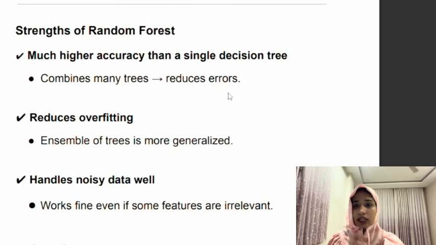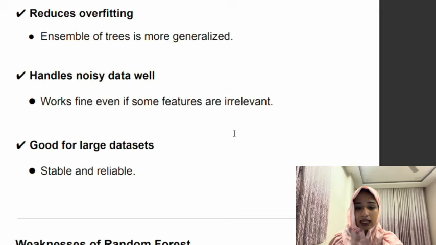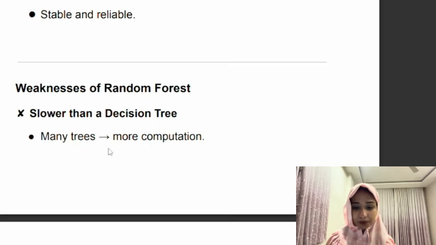So what are the strengths of random forest? Much higher accuracy than a single decision tree. It combines many trees, which in turn reduces the errors, then reduces overfitting. Ensemble of trees is more generalized, handles noisy data well, works fine even if some features are irrelevant, and is good for large data sets, stable and reliable.